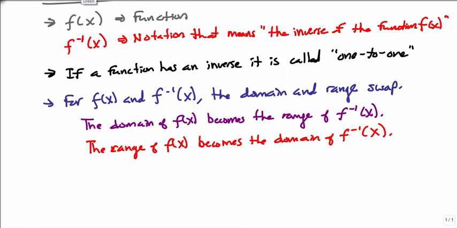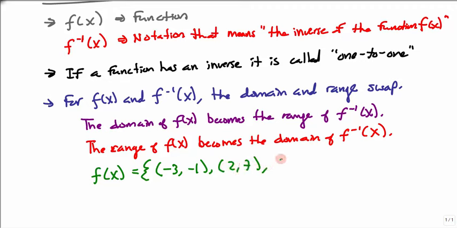Okay, let's see what else we can talk about here. So if I had a function f of x and the function was made up of a set of ordered pairs, let's say (-3, -1), (2, 7), (3, 6), and (4, 9), just making up some numbers here. The domain of f of x would be -3, 2, 3, and 4.